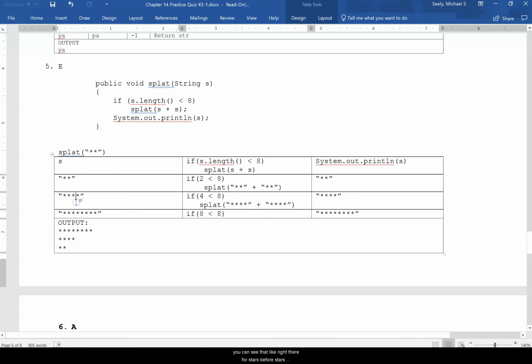So 4 stars get passed in. So the length is 4. 4 is less than 8. So then we do 4 plus 4, which is 8. And then we've got here, is 8 less than 8? No. So then we got to go back up the stack because we have the print statement after this. So then we have 8, then 4, then 2. So its output is 8 stars, then 4 stars, and then 2 stars. Okay.